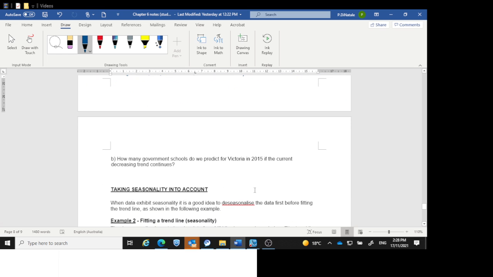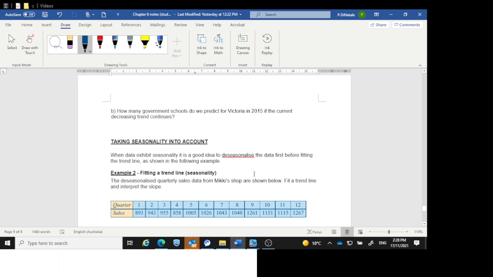Part B says how many government schools do we predict for Victoria in 2015? So we need to go from 81 to 2015. Now that means we're looking at 35 years. So the number of schools is 2169 minus 12.5, and we're going to times it by 35 because it takes 35 years. And when we work that out, it's actually going to give us 1,732 schools.